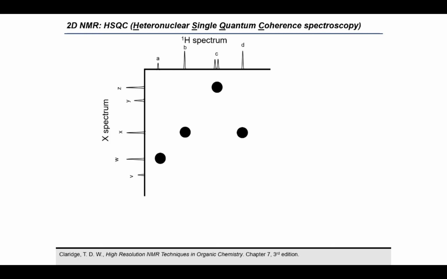between two protons. And so here we can see that proton C is sitting on carbon Z, D and B are both sitting on the same carbon, which is X, and A is sitting on W, and Y and V don't have anything sitting on them.